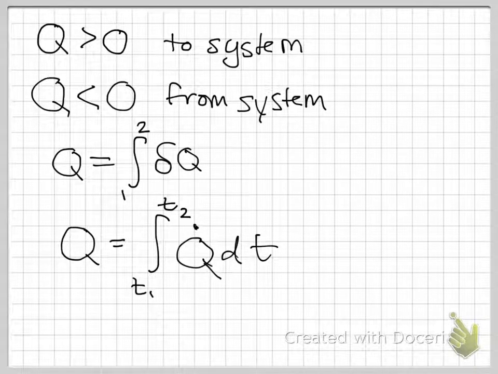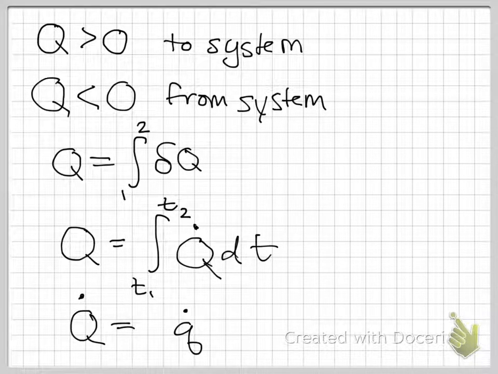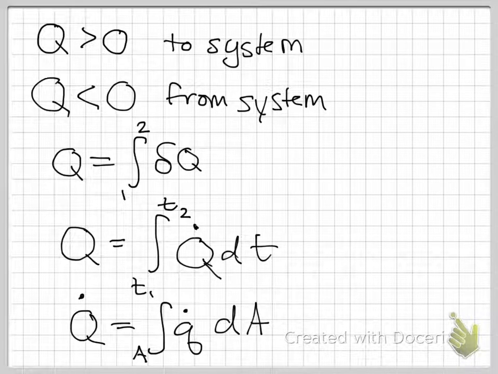One other thing we'll also look at is something called little q dot. And little q dot is the heat flux. So it's the heat transferred per unit time per unit area, so further normalizing this heat transfer rate. And so then Q dot is the integral over some area A of little q dot, the heat flux, dA. And these are all just generic integrals where we're looking at the heat transferred across two states or two times or across an area.